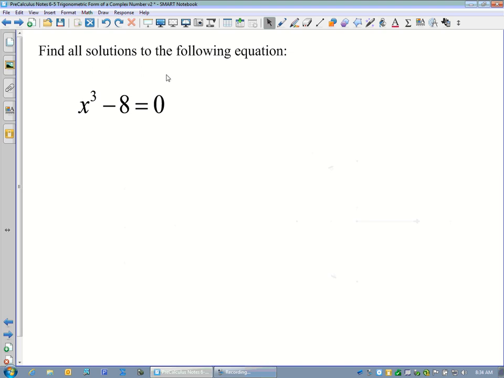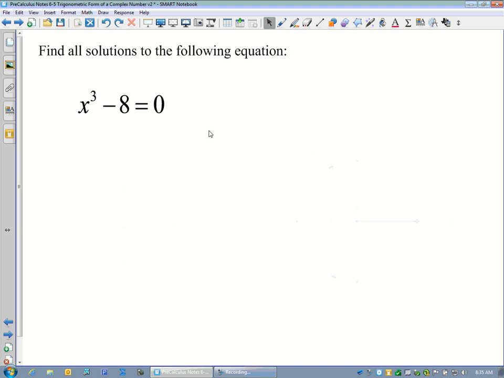So all solutions means we want to solve this over the complex plane. Our first approach, as in Algebra 2, would be to factor the polynomial. This can be factored if you remember your difference of cubes, because 2 cubed is 8, so you can think of this as x cubed minus 2 cubed. You could factor this as the quantity x minus 2, times x squared plus 2x plus 4. Then you set each factor equal to 0.